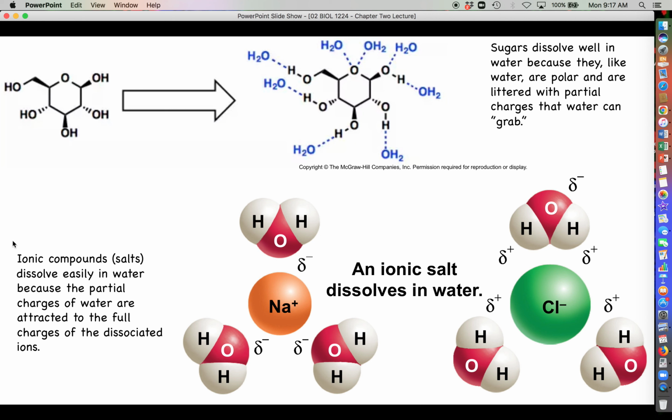And then in the case of ionic compounds like salts, we've already seen that sodium and chloride will separate from each other, or dissociate, when you put it into water. So water basically shields the fully positive or fully negative charges and completely dissolves the salt into the water.